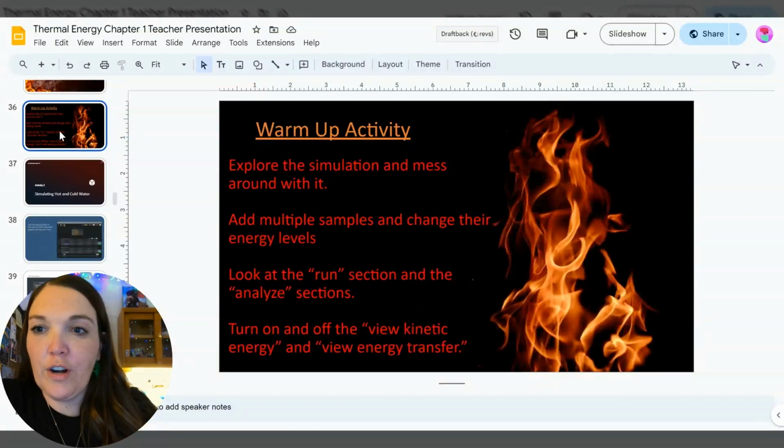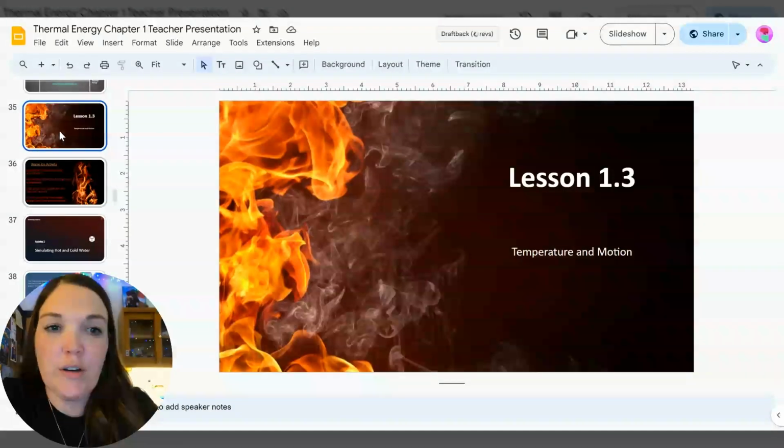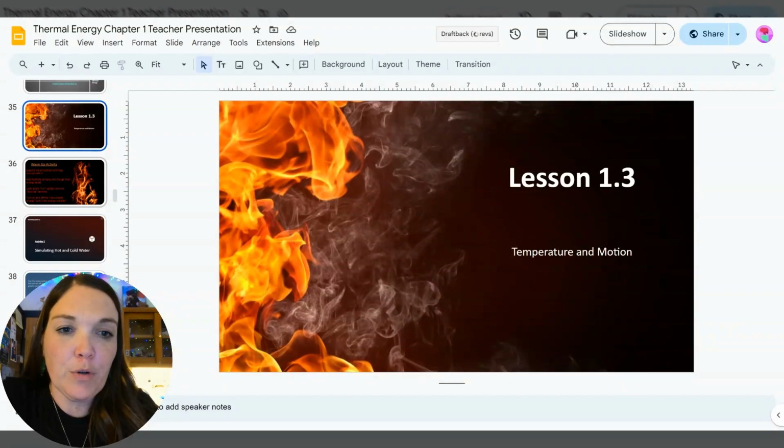Okay, so we are starting now. We're getting close to guided notes question 15. We're in lesson 1.3, temperature and motion.